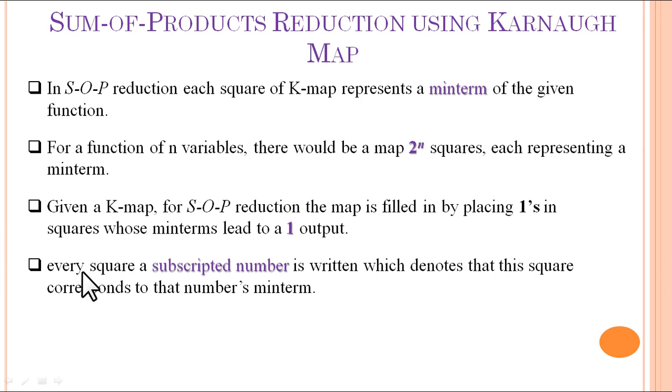So every square in the SOP represents a subscripted number, which denotes that this square corresponds to a particular min term. Just now we have studied the min term and max term designation, where min terms begin with small m and max terms are represented with capital M. The designation of min terms and max terms starts with 0 and runs till the number of terms minus 1.